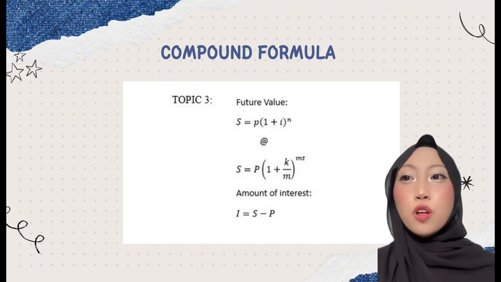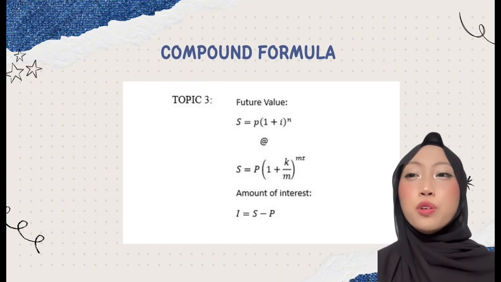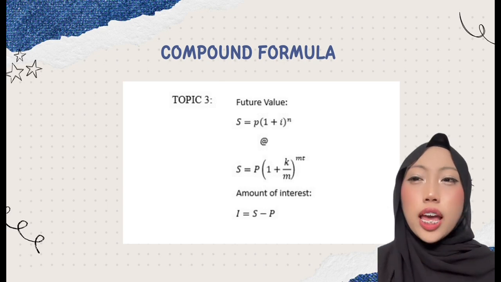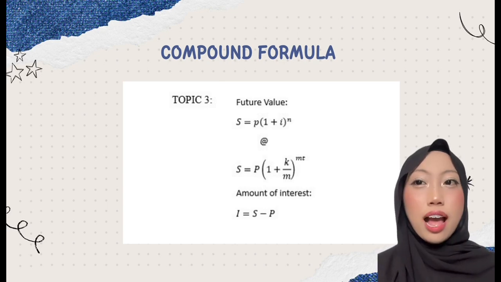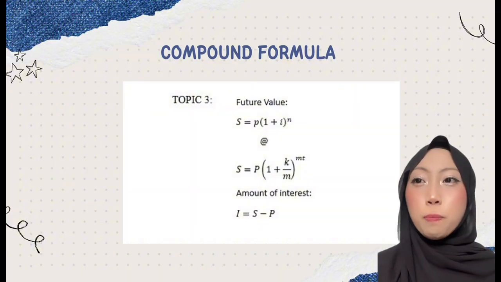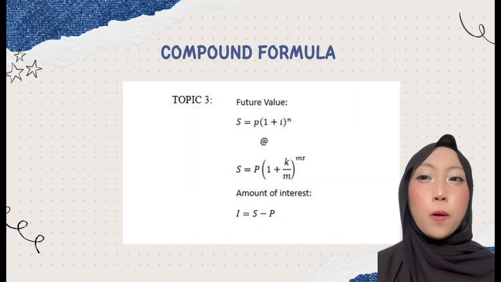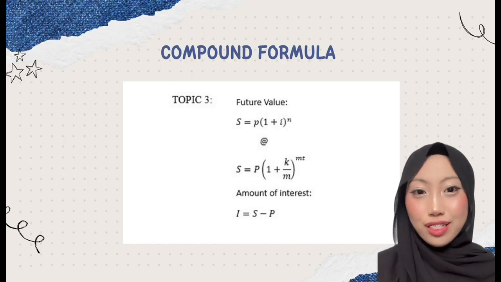Did you know, to calculate compound interest, we use the general formula. We use S equals P(1 + i)^n, or we use S equals P(1 + k/m)^(mt) to find the future value.